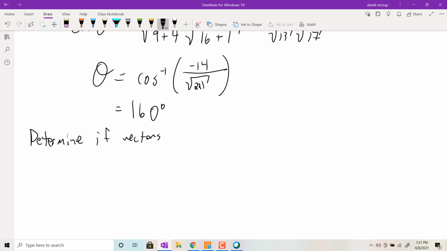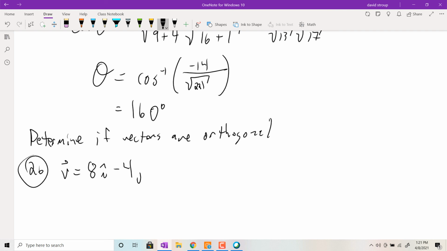So I may test you in determining whether two vectors are perpendicular or orthogonal. Determine whether the vectors are orthogonal. In number 26, they give us the vectors. V is 8i minus 4j, and W is negative 6i minus 12j.